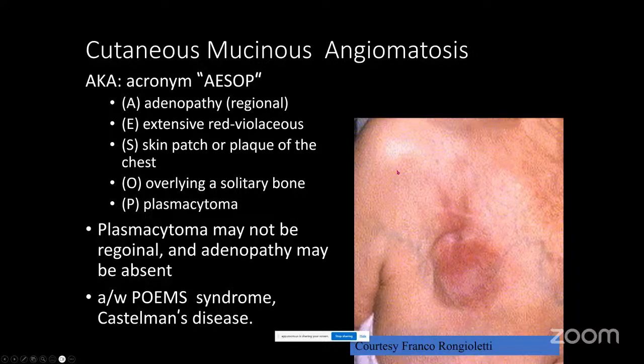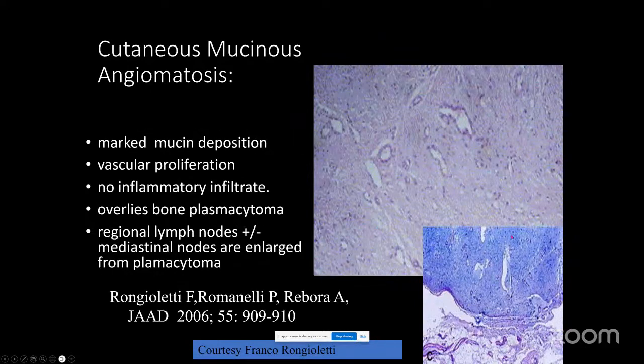Another slide from him. This is rare. It has the acronym ASOP, but the ASOP doesn't really have the mucin in it. But you basically have a localized area of mucin angiomatosis, and this can overlie a plasmacytoma. So these patients can have regional adenopathy. They have this violaceous plaque, usually on the trunk, chest, or maybe sometimes back. And so this can be associated with POEMS syndrome and Castleman's disease. But if you have a plaque, somebody says rule out morphea or something like that, and you've got a lot of mucin, consider this diagnosis. And you get mucin deposition and increased vessels, not a lot of inflammatory change here.